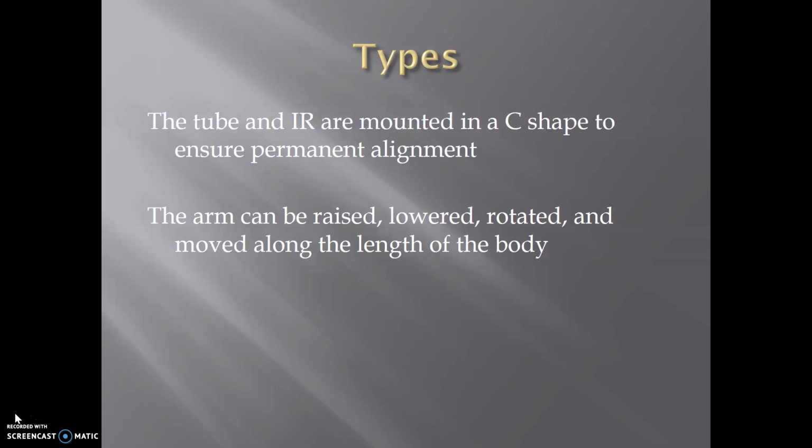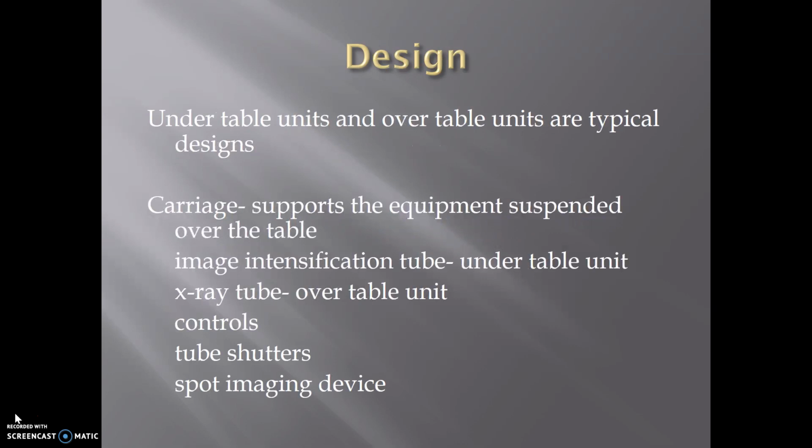The tube and the IR are mounted in a C shape to ensure permanent alignment. The arm can be raised, lowered, rotated, and moved along the length of the body. The two typical designs are under-table units or over-table units. A carriage supports the equipment that is suspended over the table: the image intensification tube for an under-the-table unit or an X-ray tube for an over-the-table unit. It also has controls, tube shutters, and a spot imaging device.